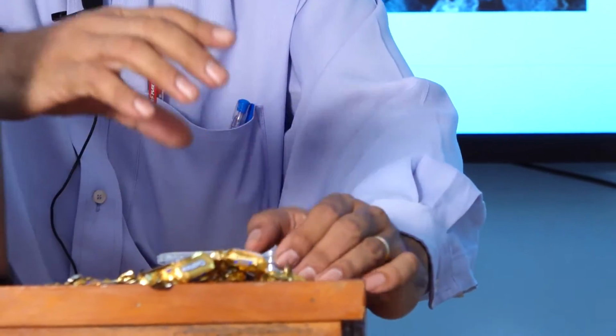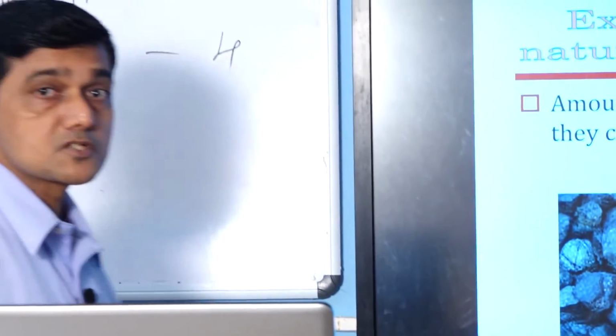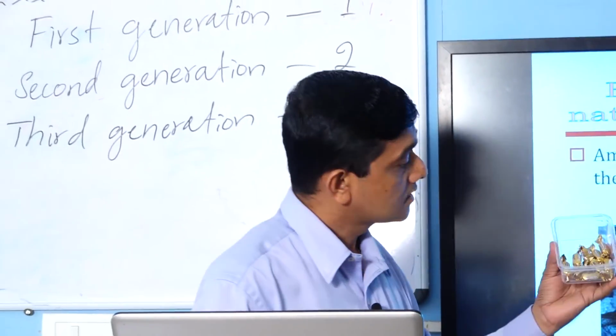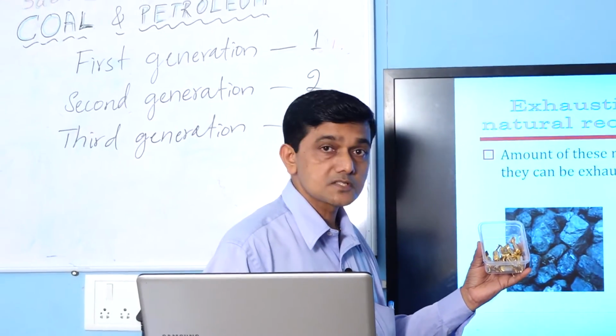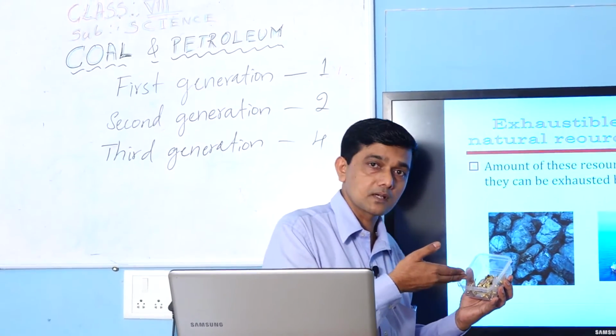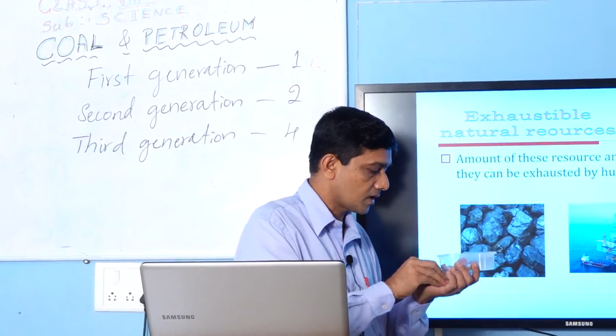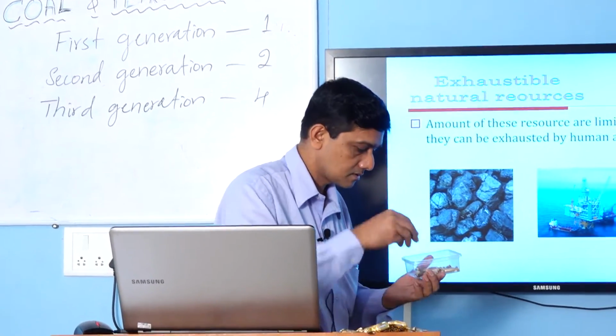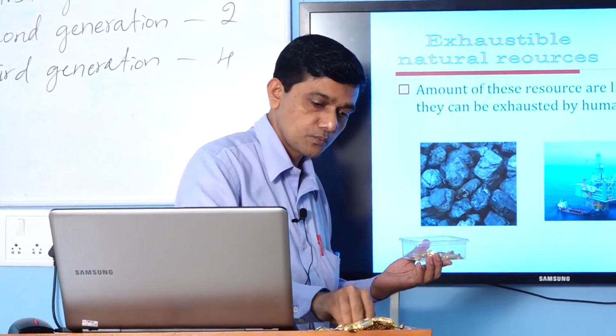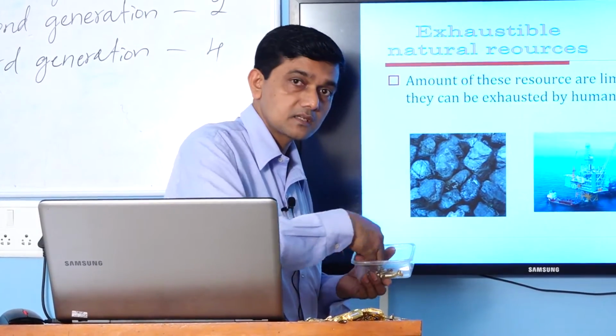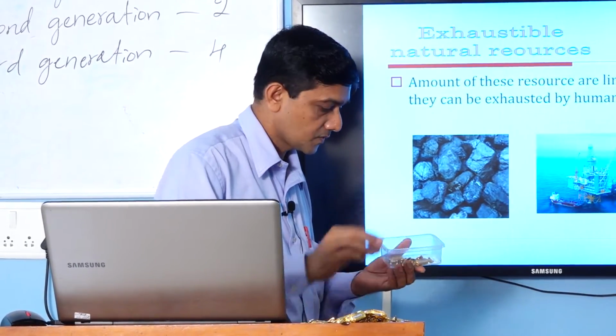Coming to third generation. Third generation, the number of consumers are 4. The quantity of natural resources is very much limited. 4 people have to share these. How many can they get? 1, 2, 3, 4.